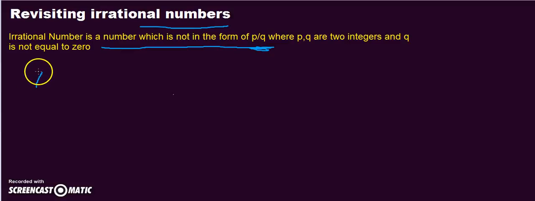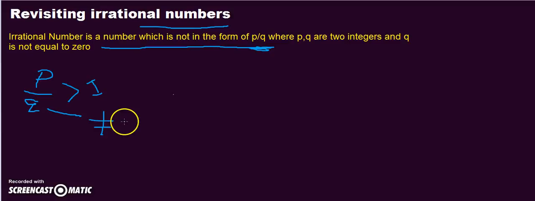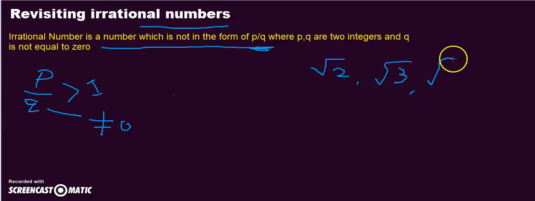So if I have any number in the form of p by q, where p and q are integers and q is not equal to 0, then that is not an irrational number. Irrational numbers are something different, like root 2, root 3, root 5, root 7. These are examples of irrational numbers.